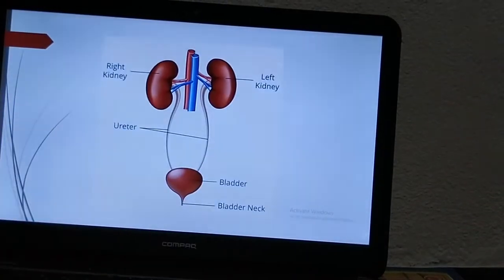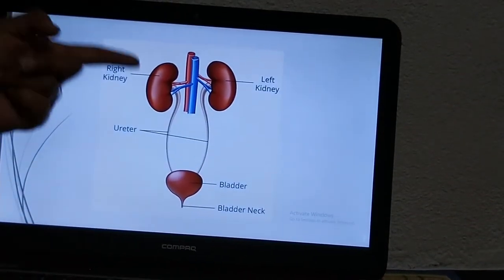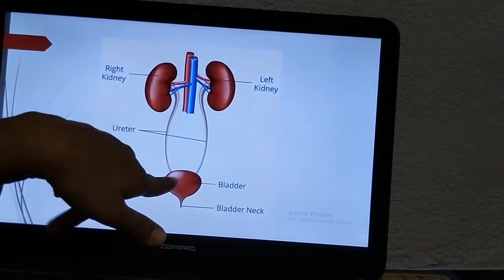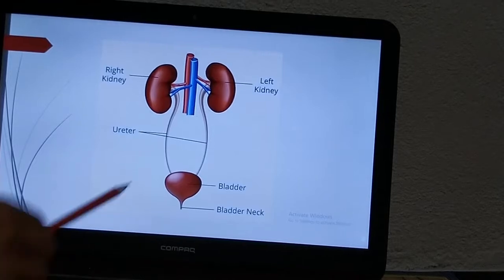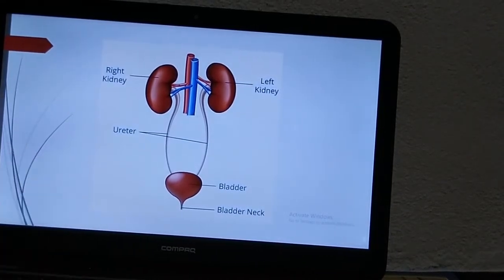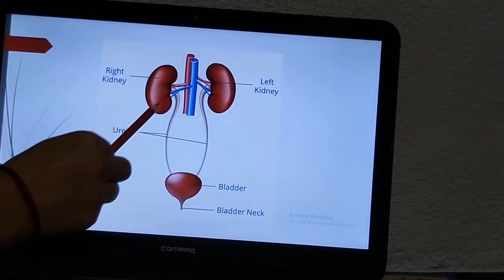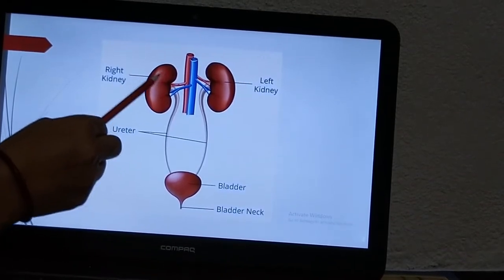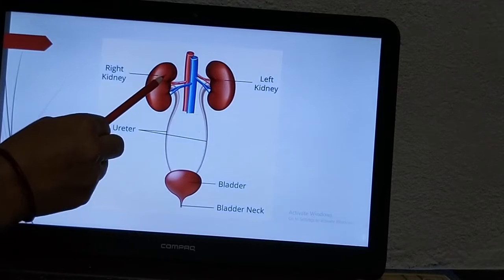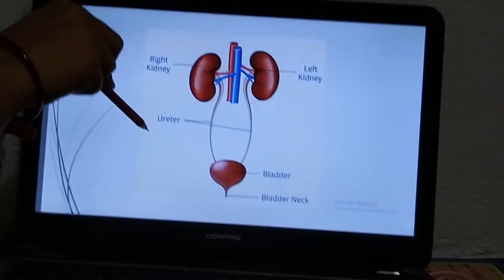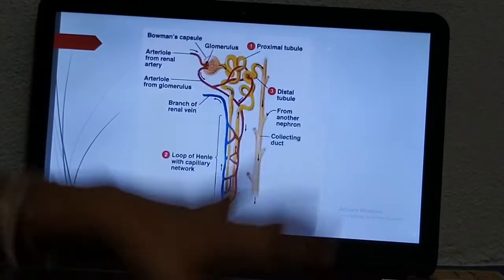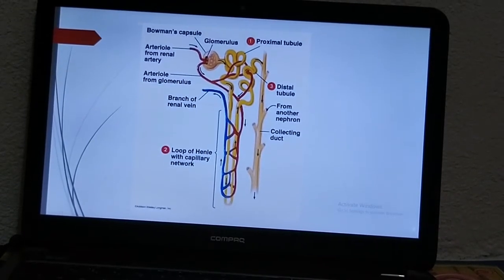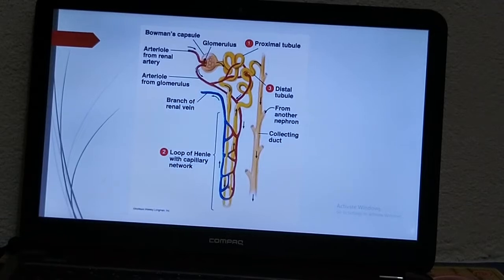So this is the structure. Right kidney, left kidney a bit above. Now the ureter is coming, the urinary bladder, and the bladder neck or the urethra. This entire structure I already discussed. Here will be the cortex, medulla, and within that the medullary pyramid. We are going deep down there within the medullary pyramid. This is the nephron structure, as you are getting in your NCERT book.